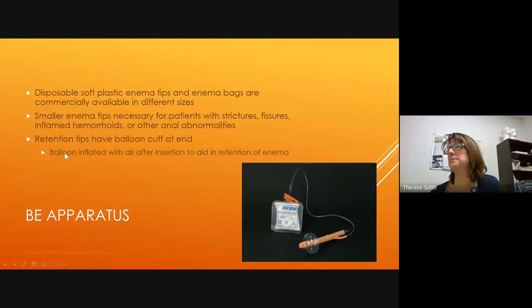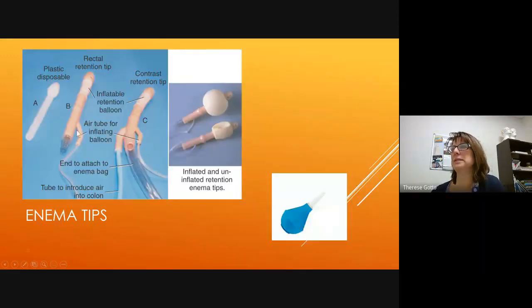Retention tips usually have a balloon cuff at the end, and the balloon is inflated with air after it is inserted into the rectum. These are different types of tips. Now notice this is for your closed system. This comes with just one tube. This is another type of system, but it's not closed, and it has an air line so that you can blow this inflatable retention balloon up.